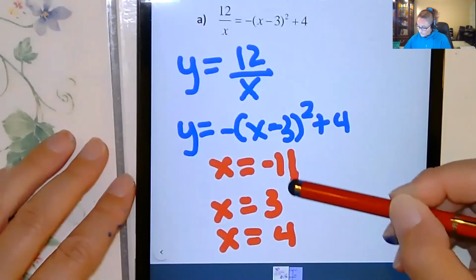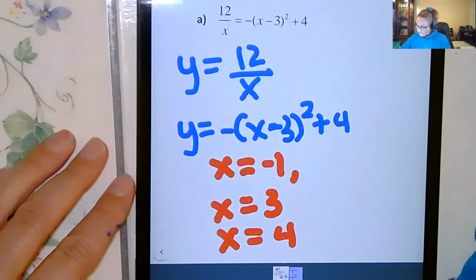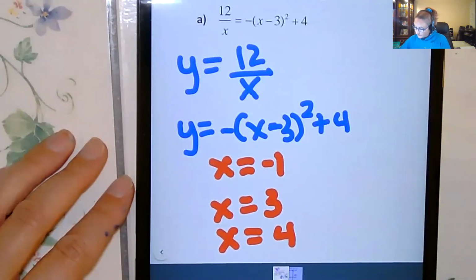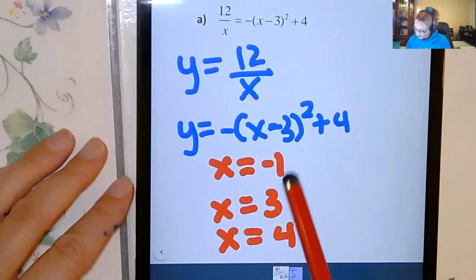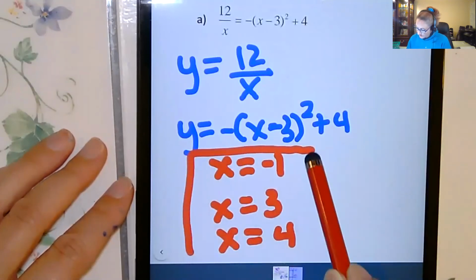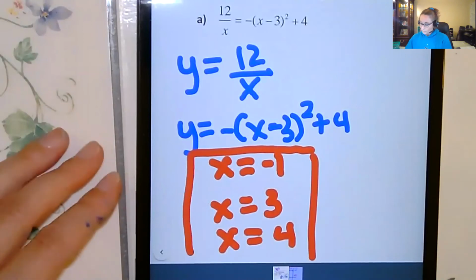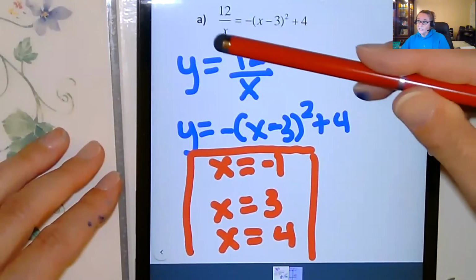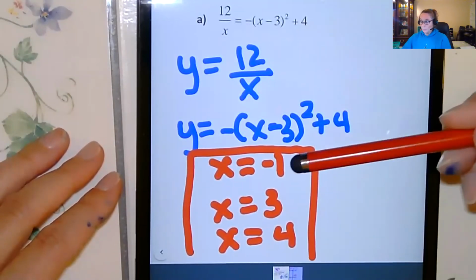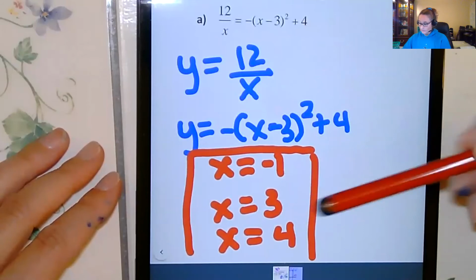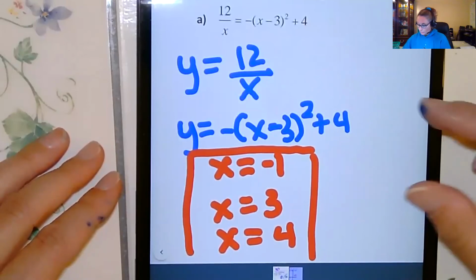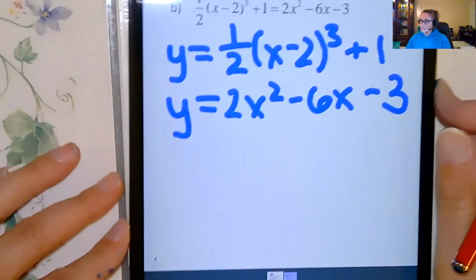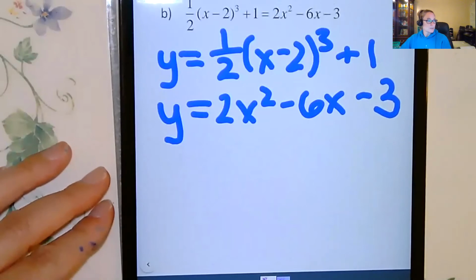Okay, so x equals -1, x equals 3, x equals 4. So we're using this system to solve, but again, the original problem did not have a y, so we do not need the y coordinates, we just need the x coordinates. So we're going to do the same thing with the next problem, but this one, let's use the graphing calculator, in this case Desmos this time. Okay, so let me get that going.